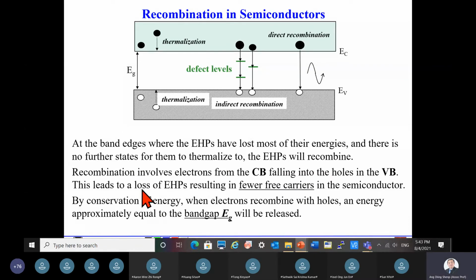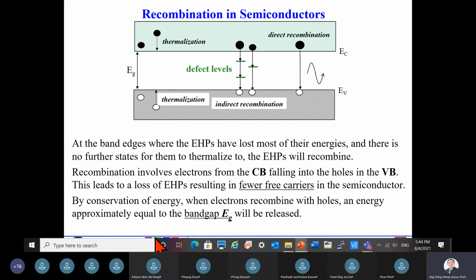So recombination is basically a process where excess carriers are eliminated. So the number of electrons and holes in the semiconductor will decrease with time when recombination happens. Okay. Now, by the principle of conservation of energy, the energy difference when the electron transits from conduction to valence band must be converted into another form. And this can be light and it can be other forms of energy, need not always be light energy. Okay. So the energy release is approximately equal to the band gap energy.